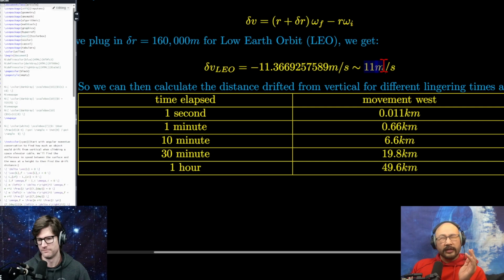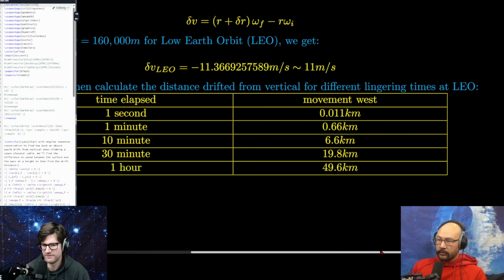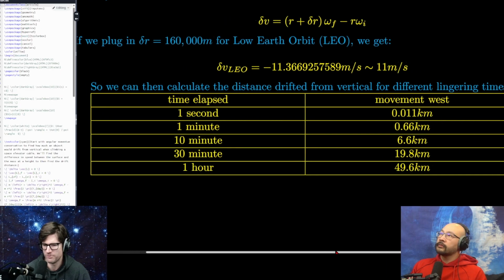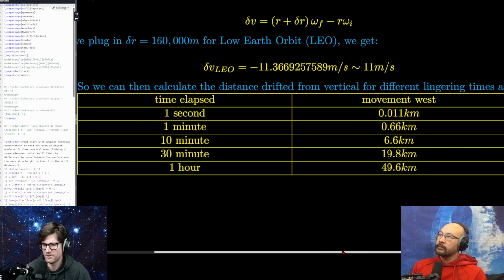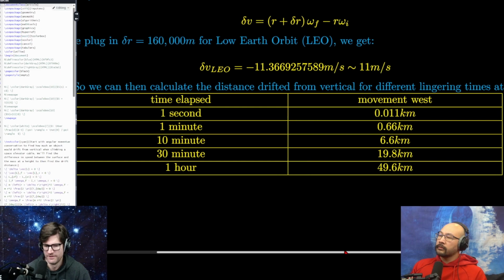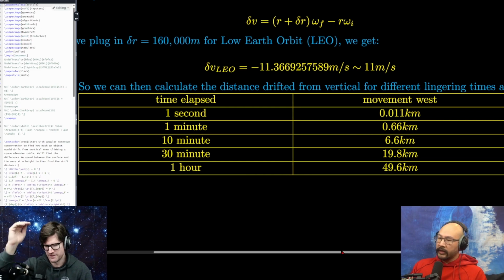Effectively, it looks like you're traveling 11 meters per second to the west. To the west, yes, for a person sitting on the surface of the Earth. Okay. And then this table is if I'm sitting at low Earth orbit, moving 11 meters per second west for 1 second, I have a drift west of 0.011 kilometers. And then I did it for different time intervals.